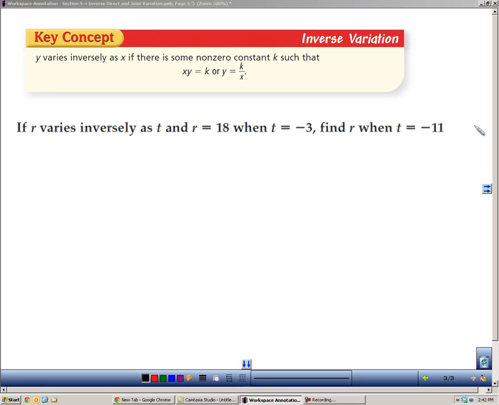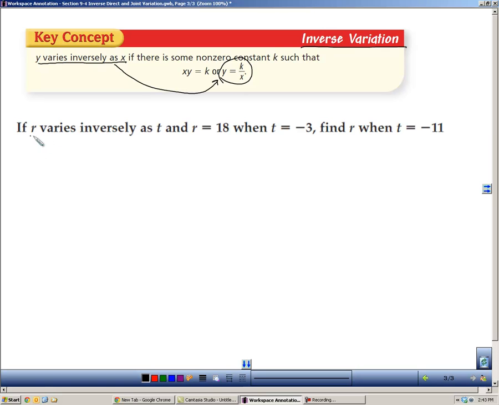The last kind of variation we're going to look at is inverse variation. So when you see y varies inversely as x, you want to create this kind of equation. I actually like the second one better, because when I think of inverse, I think of fractions. So y equals k over x makes a lot of sense to me.